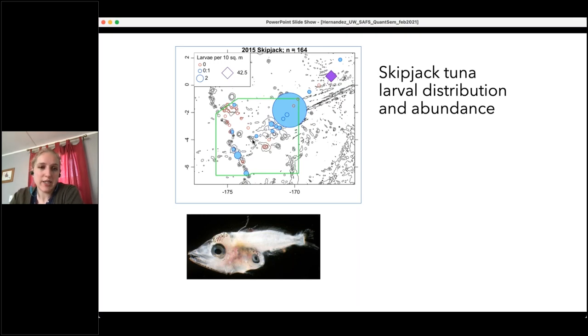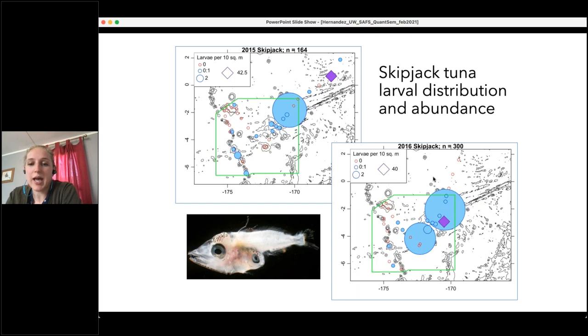So the pattern we see is that skipjack abundance is really patchy. We have zero catch locations right next to high catch locations. The highest catch locations are in the northeast quadrant of PIPA and this really high catch location outside. So that's during our El Nino year. During the ENSO neutral year, we again see quite patchy distribution, the highest catches in the northeast quadrant, but now this really high catch location has moved inside the protected area.